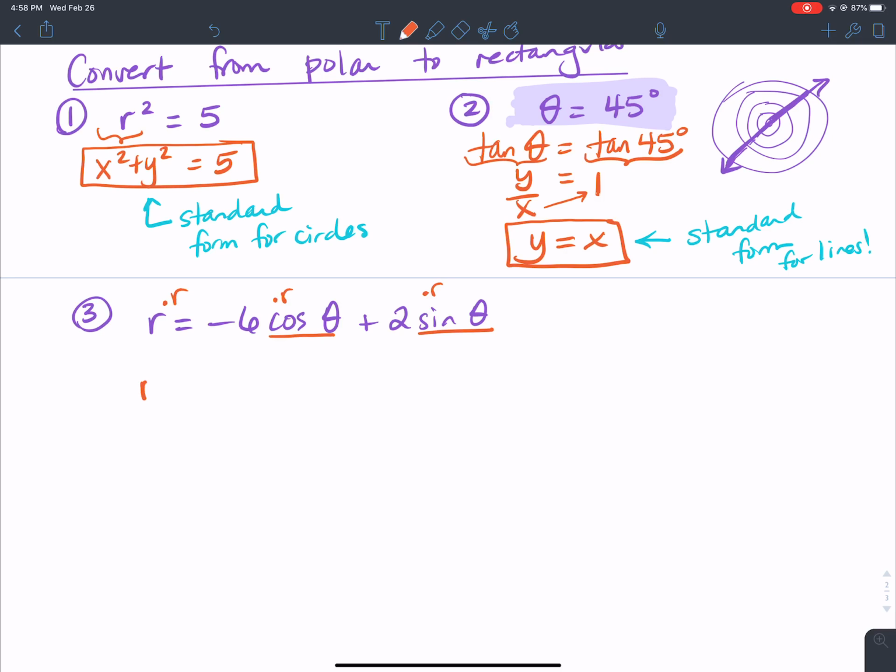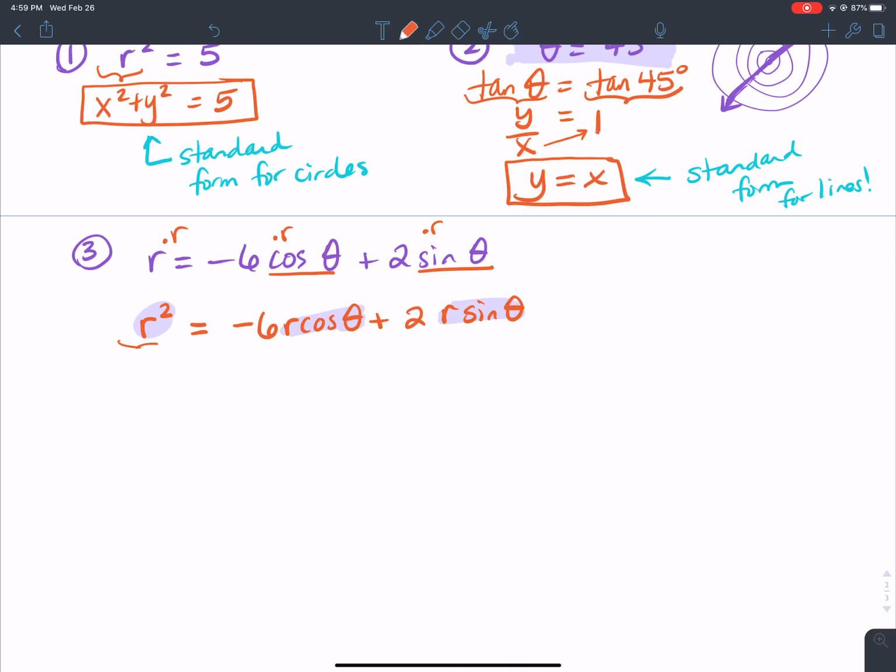So that's going to change our problem into r squared, which you should be saying, oh wait, that's in our conversion box too. Sweet. And then negative 6 r cosine theta, and then 2r sine theta. And so that works out really well because all 3 of these pieces are in our conversion box. So now you can replace all of them. We get x squared plus y squared equals negative 6 times this, which is x, and 2 times this part, which is y. That's great.